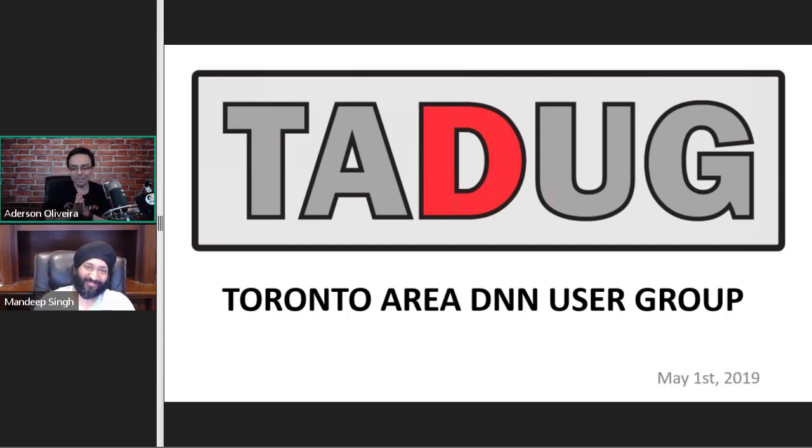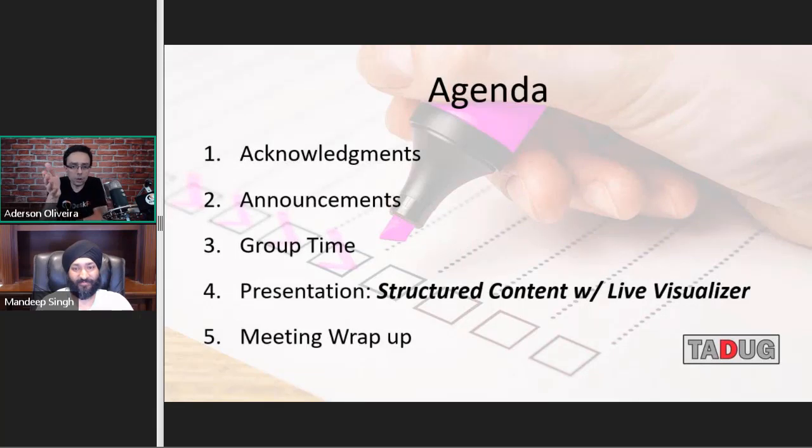Anyway, let's get things moving along. We have a little agenda to go through, and we have our main presentation. So, as usual, we have a few acknowledgements to make, a few announcements, and a little bit of group time where I go around asking people how they are doing. Then the main presentation, which is the reason why you are watching this afterwards or here online with us. The main presentation is structured content with live visualizer. And then we have a meeting wrap up.